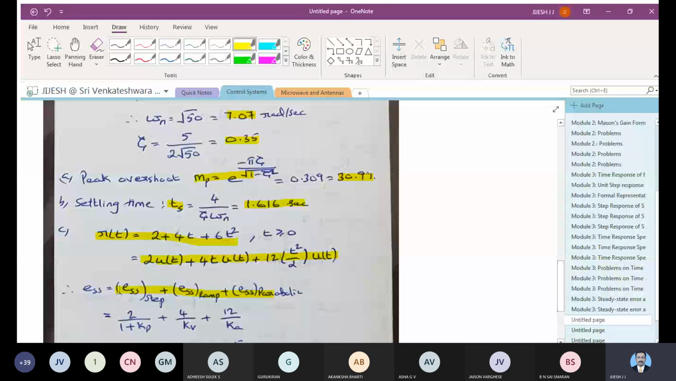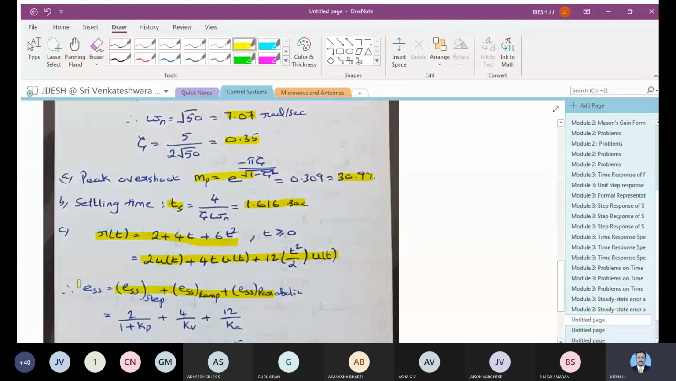So ESS is combination of step plus ramp plus parabolic. So I have just written it as 1 by 1 plus Kp. So here the function is, here you have 2. So I have written 2 divided by 1 plus Kp. Next for ramp, it is 1 by Kv. So I have written it as 4 divided by Kv, and this you have 12, and that is the combination of parabolic, that is 1 by Ka. So you can see that the function is of the form ESS step plus ESS ramp plus ESS parabolic.